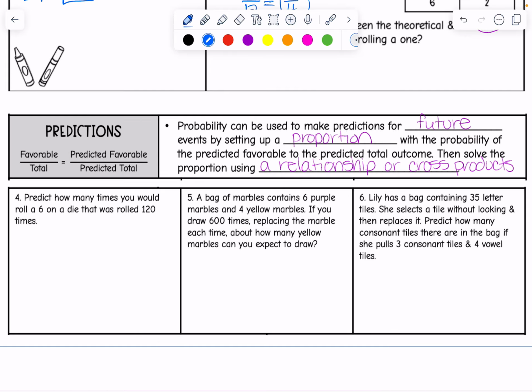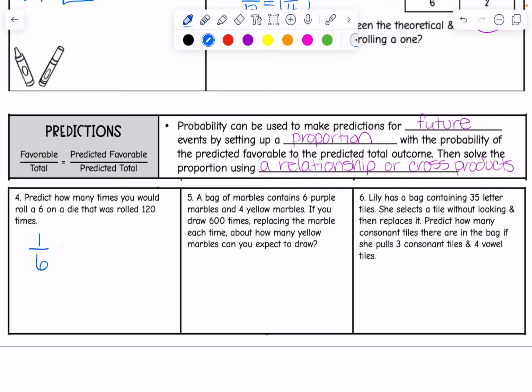So here's an example of how you would set up a proportion. It says predict how many times you would roll a 6 on a die that was rolled 120 times. The first thing you want to do is just figure out that probability of rolling a 6. So if we're talking about a standard dice, your chances of rolling a 6 are 1 out of 6. There's 1 six on that dice.